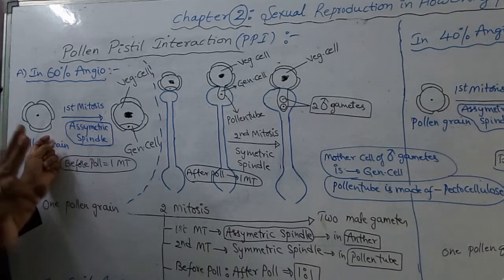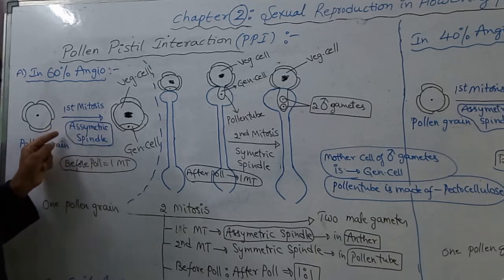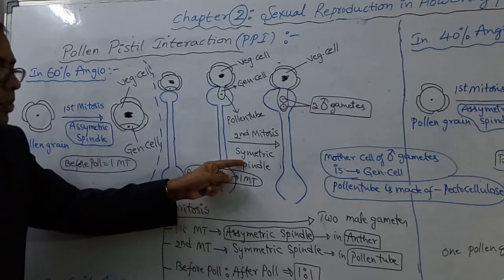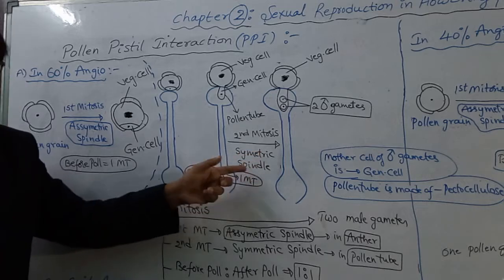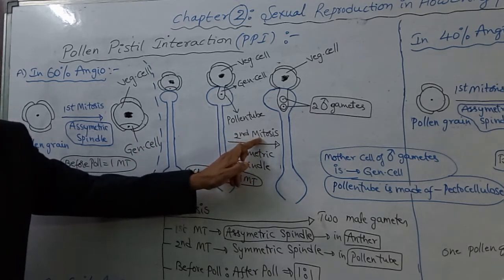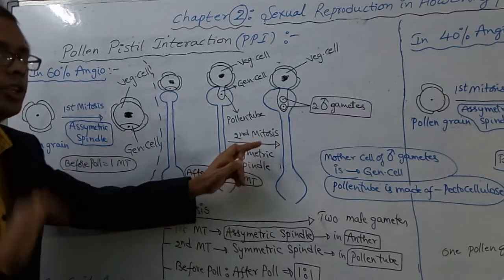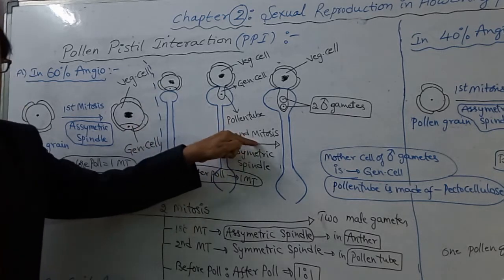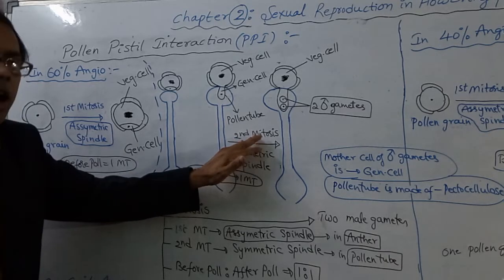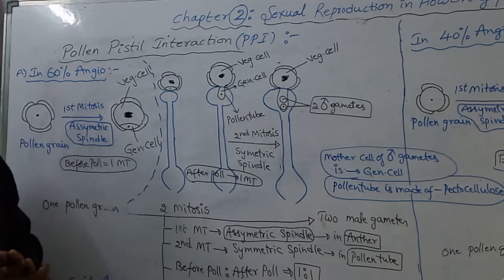Of those 2 mitosis, the first mitosis is an asymmetric spindle. The second mitosis is a symmetric spindle. It is the normal type. This second mitosis is also called the first mitosis after pollination. After pollination it occurs. So the second mitosis is also called the first mitosis after pollination.